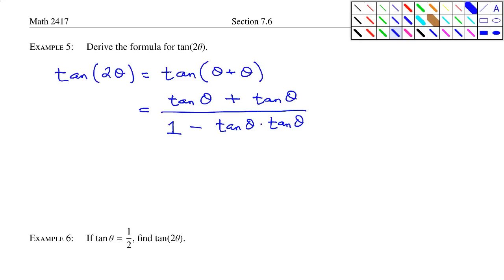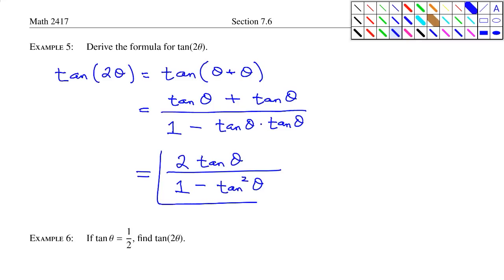And then this simplifies. So the tangents on top add together. We get 2 tangent of theta divided by 1 minus, and the 2 tangents on the bottom multiply. And that becomes tangent squared theta. And that's the double angle formula for tangent.